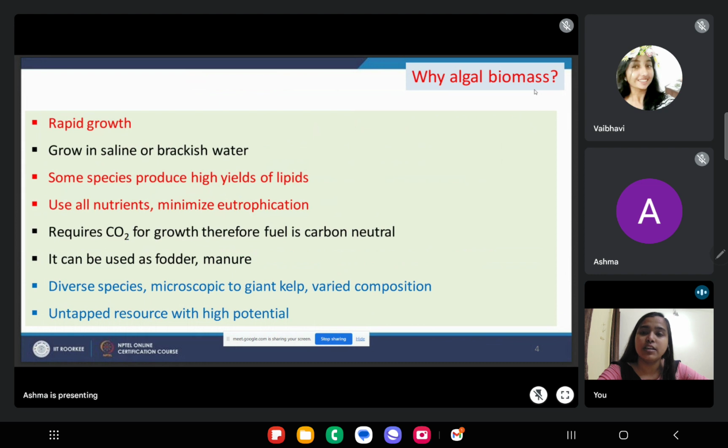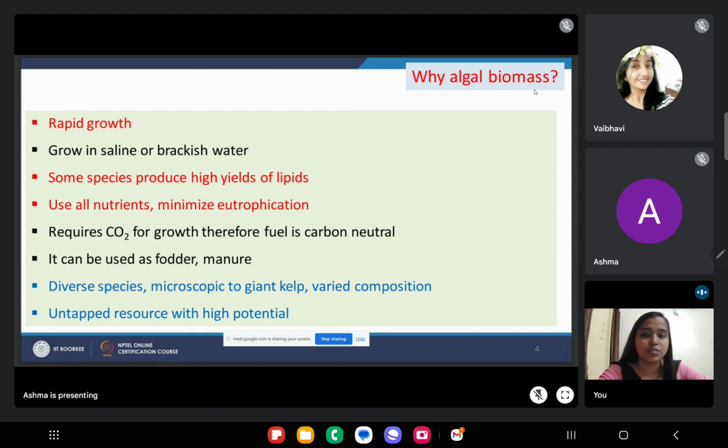Next, use all nutrients and minimize eutrophication. We know that because of discharge of high amounts of nutrients, nitrogen and phosphorus, into river systems or water systems by humans, there is a huge problem of eutrophication in our rivers, lakes, and even in the ocean. These algae are a very good source to consume those nutrients, decrease the nutrient content, and prevent eutrophication. Next, it requires CO2 for growth. Since carbon dioxide is a greenhouse gas, and algae use CO2 for growth, it is carbon neutral. It will not release any carbon dioxide.